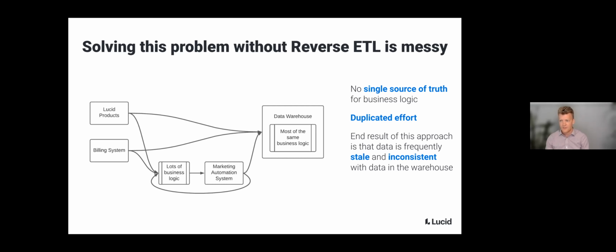The end result of this approach is that the data in our marketing automation system is frequently stale, and it's often inconsistent with data in our data warehouse. Now, if you take this problem and you multiply it across a bunch of third-party tools, what you find is that every single tool is connected to every single other tool several different ways to pass different kinds of data depending on the specific use case. And that complicated system really grows organically as needs come up in the business.